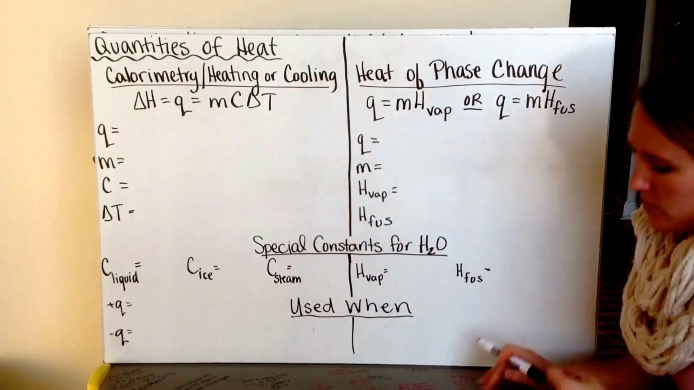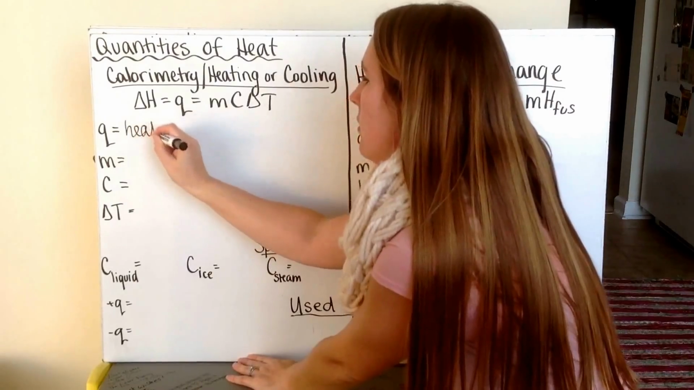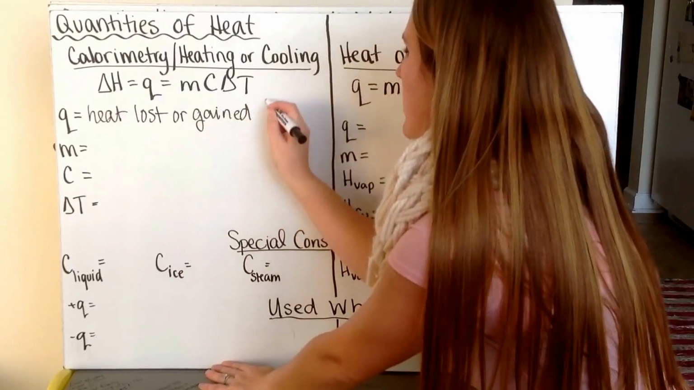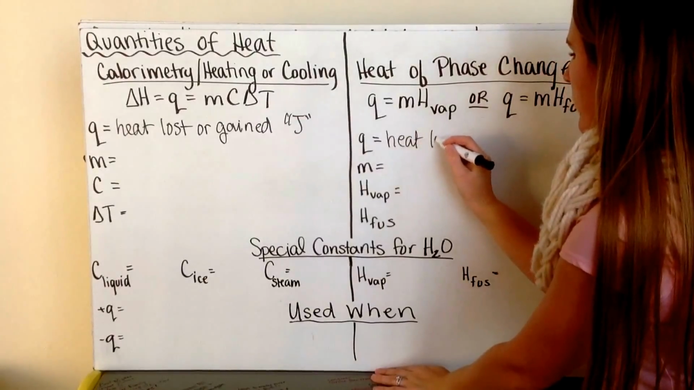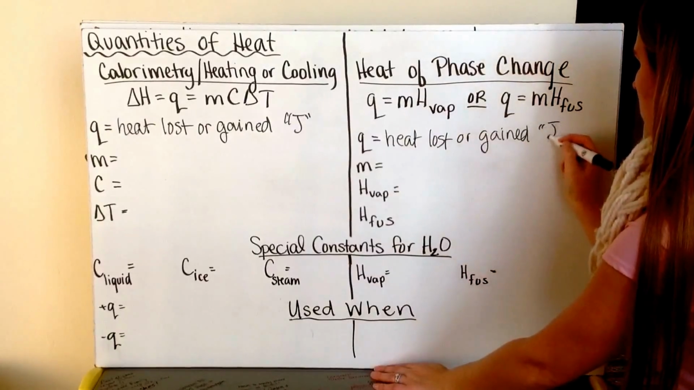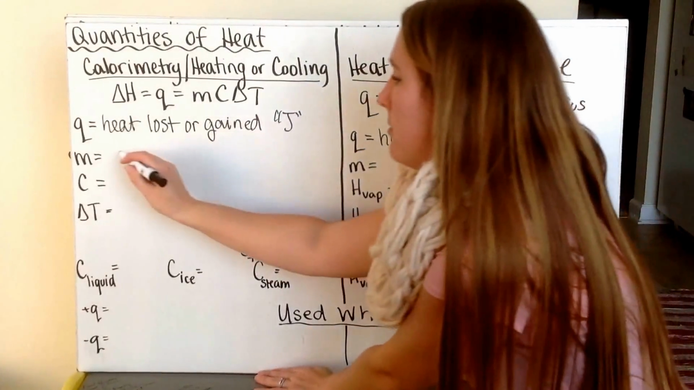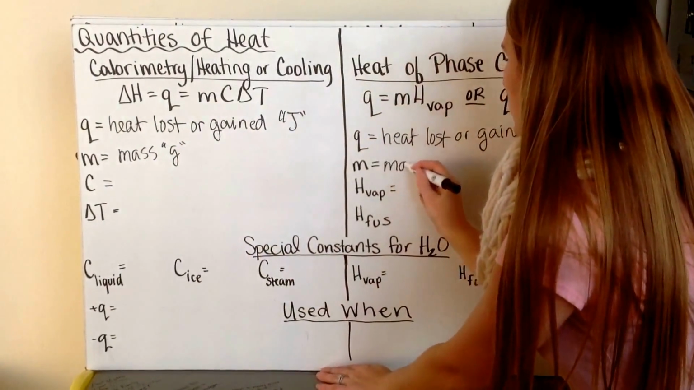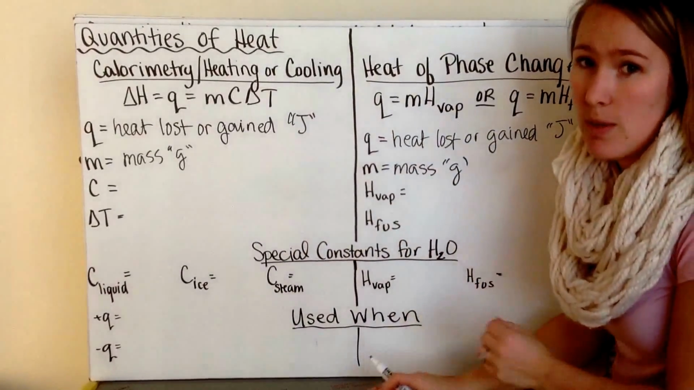So let's identify our variables first. Q is the heat lost or gained. And that's measured in joules, which is capital J. Okay. M is going to be our mass, and that's in grams. And that's the same about both of them. But then we come to our differences.